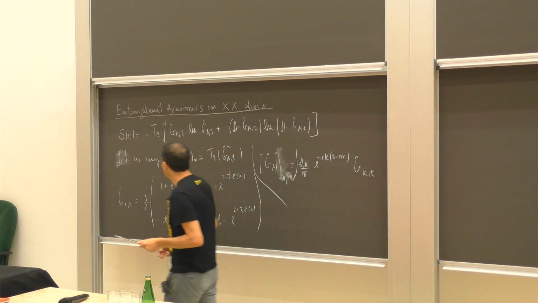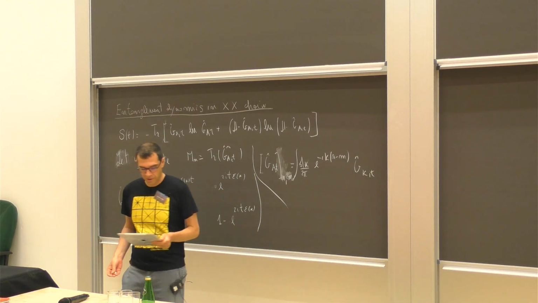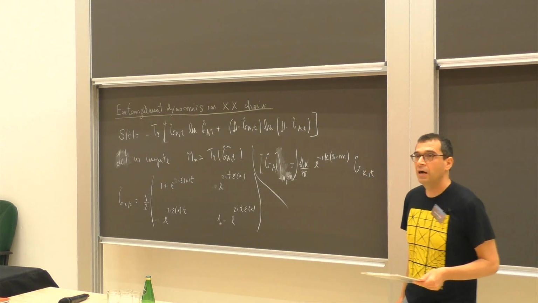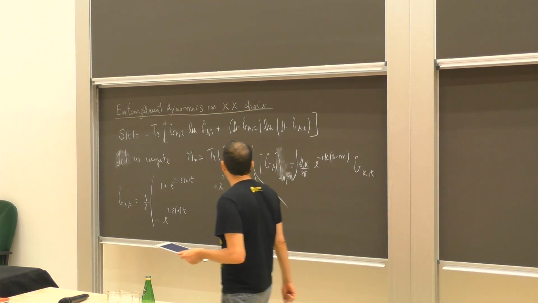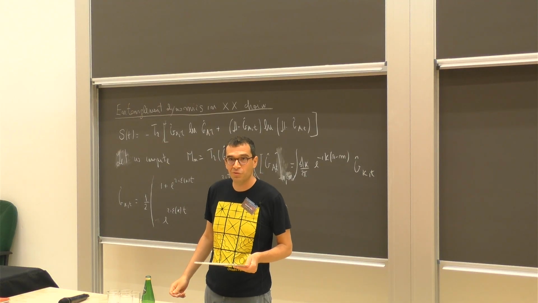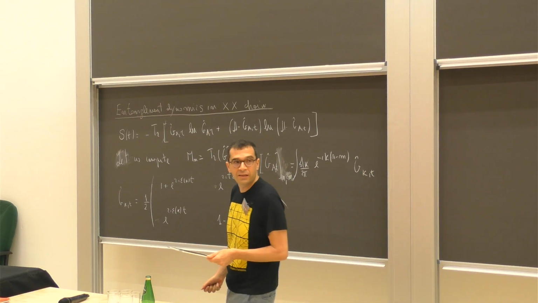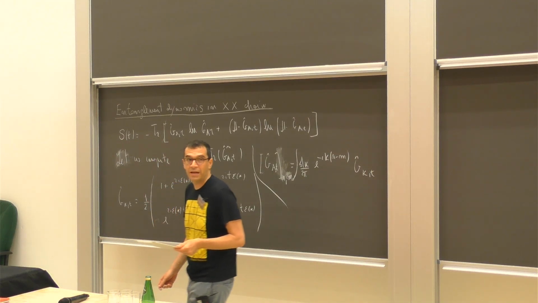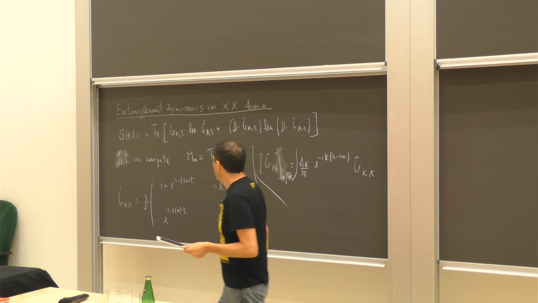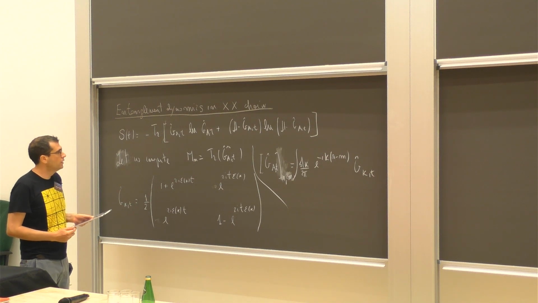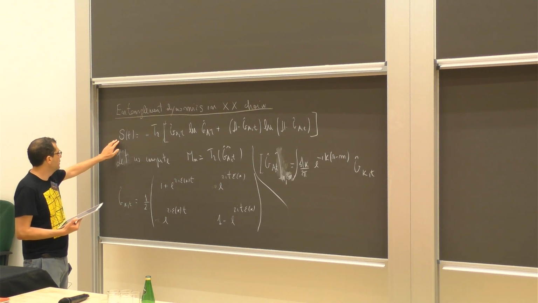So the goal is, we have one main goal, which is to finish the calculation that we started for the XX chain. I think it's quite instructive, pedagogical, and also beautiful. And then in the time that remains, hopefully I'll try to say something about interactions. Okay. So let us remember where we stand.